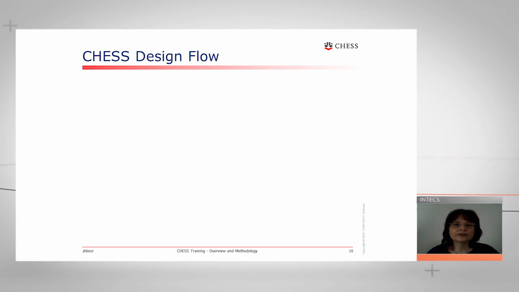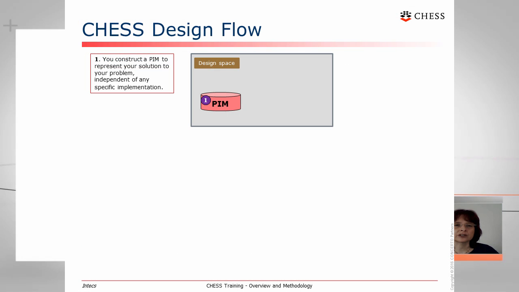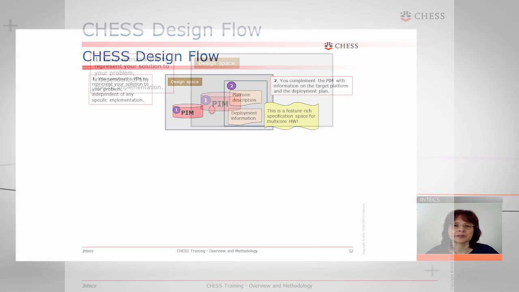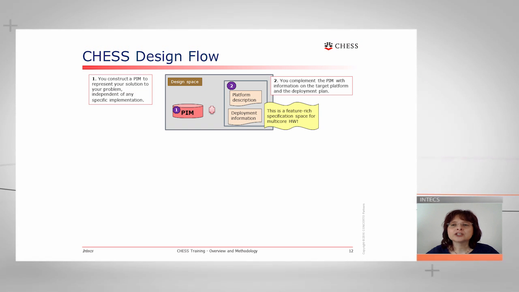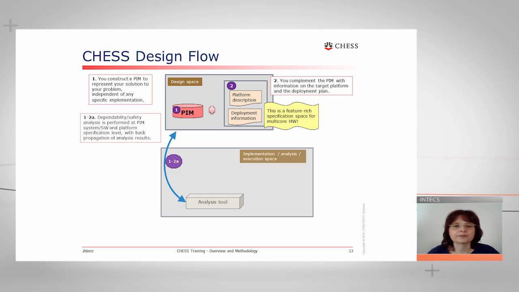I'll now briefly describe the CHESS design flow. So first of all, you construct a platform-independent model to represent your solution to the problem, which is independent from any specific implementation. Then, you will complement the platform-independent model with information on the target platform and on the deployment. This way, you will have a feature-rich specification space where also multi-core hardware can be described.